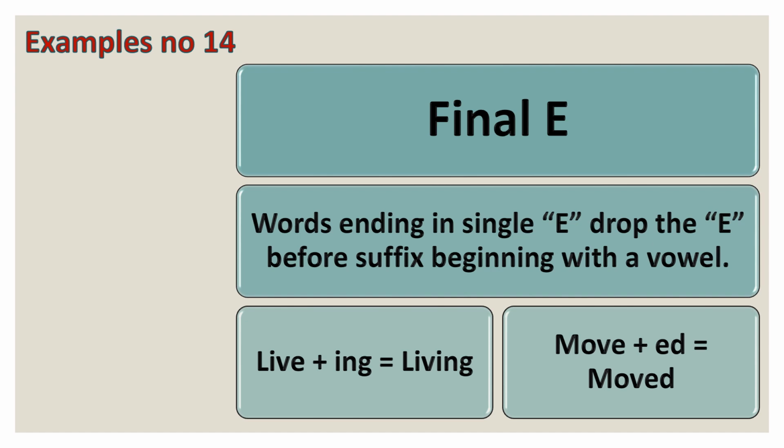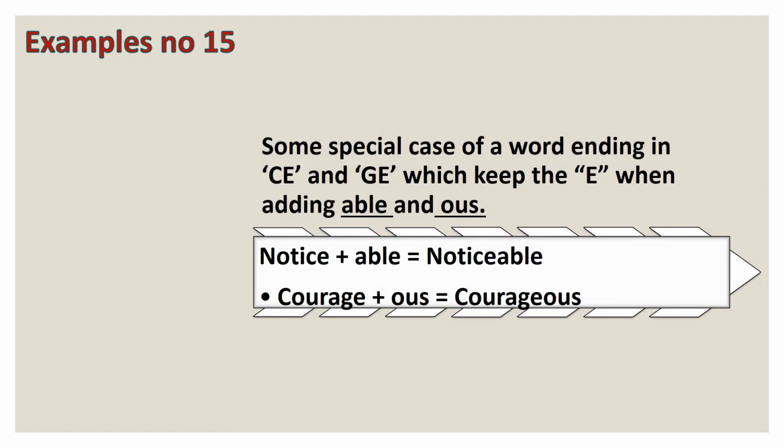Finally, number 14. Words ending in a single E drop the E before a suffix beginning with a vowel, like live. When we add ing, it will become living, but we drop the E. Move. When we add a suffix, we drop E and it will become moving. Number 15. Some special cases of words ending in CE and GE keep the E when adding able and ous, like noticeable, courageous.